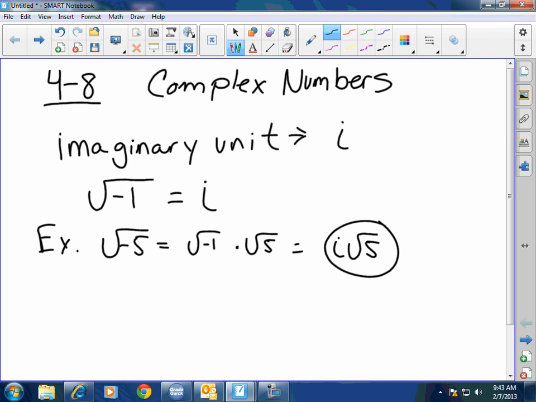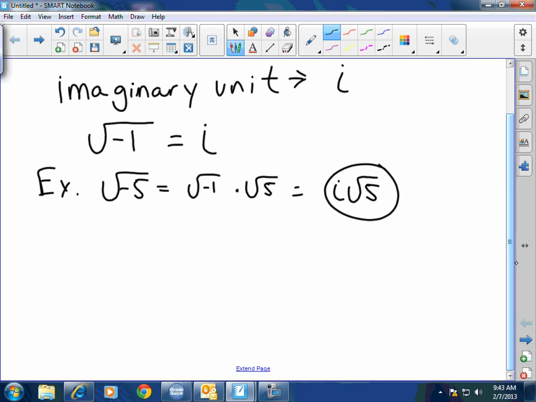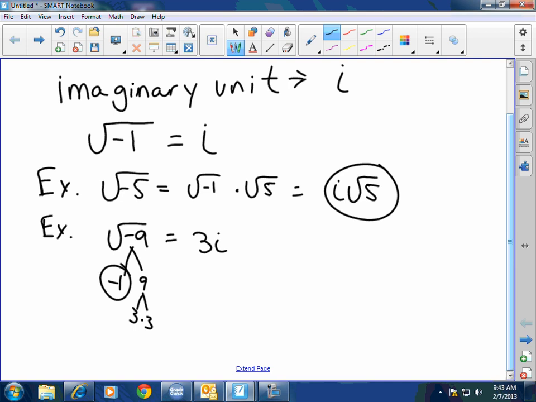Now, what if I gave you the square root of negative 9? What would that equal? 3i. Very good. Whenever you have this negative, I don't want you to stress about it. This is a negative 1 times a 9. The square root of 9 is 3, since 3 times 3. But what's the square root of negative 1? i. Does that make sense, guys?